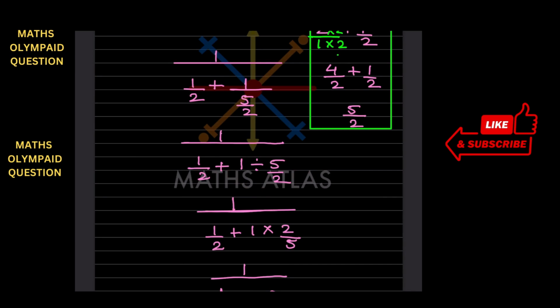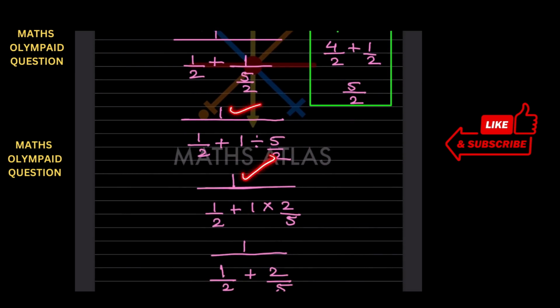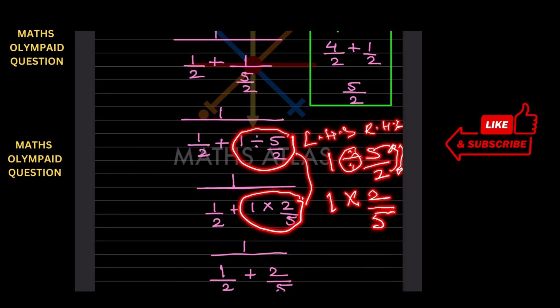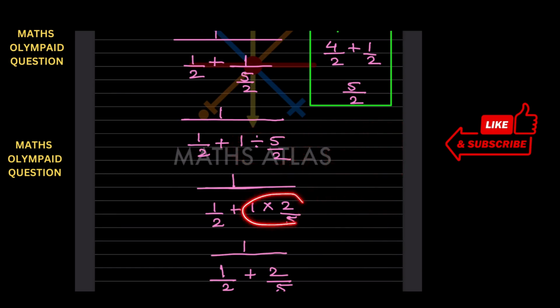So again, what did I do? I wrote this 1 as it is, 1 by 2 as it is, this as it is. And now concentrate on this one. 1 divided by 5 by 2: this is the left hand side and this is the right hand side. Left hand side remains the same, the sign changes to multiplication, and the right side becomes the reciprocal, means 2 goes up because you have changed the sign, and this one 2 by 5. This is a very important step. Hope you got this.